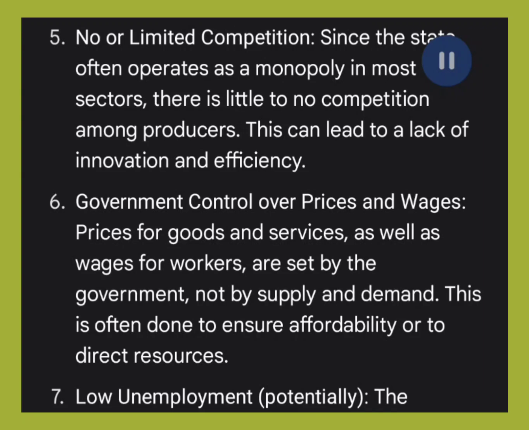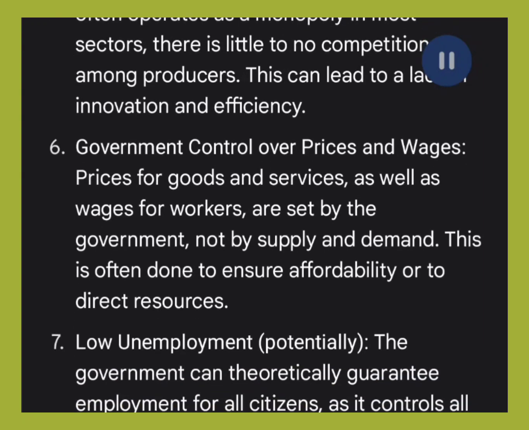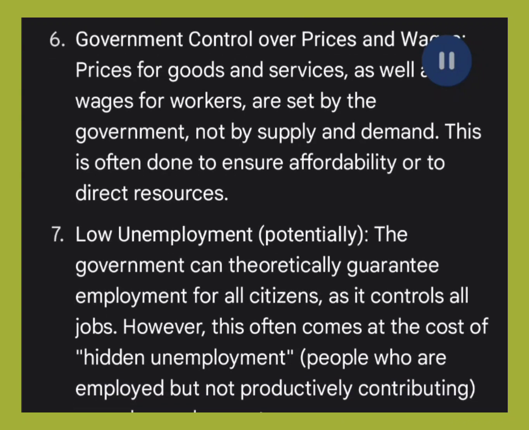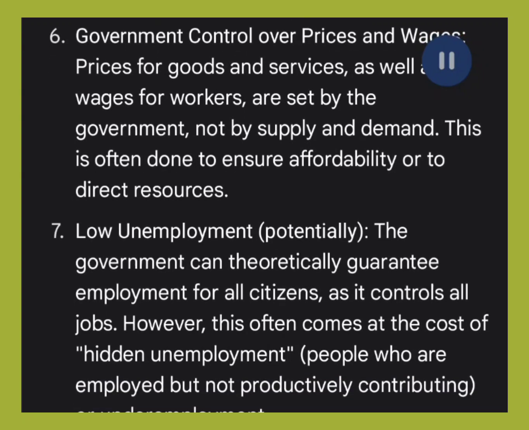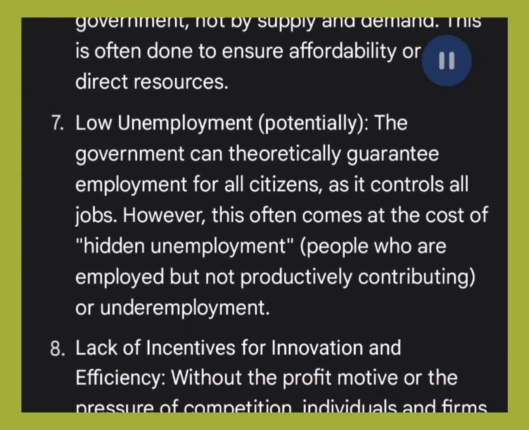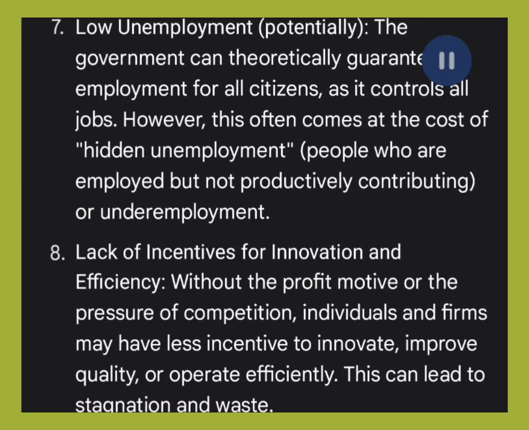6. Government control over prices and wages. Prices for goods and services, as well as wages for workers, are set by the government, not by supply and demand. This is often done to ensure affordability or to direct resources. 7. Low unemployment potentially. The government can theoretically guarantee employment for all citizens, as it controls all jobs. However, this often comes at the cost of hidden unemployment, people who are employed but not productively contributing, or underemployment.